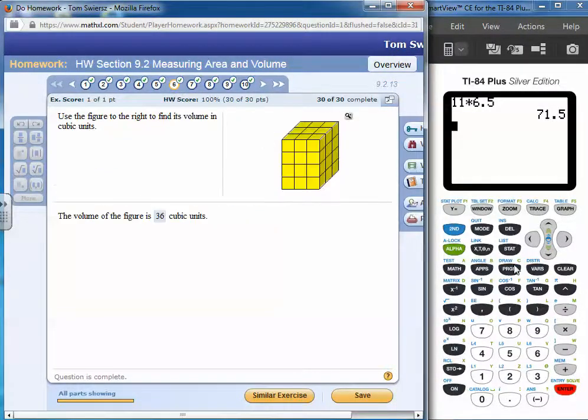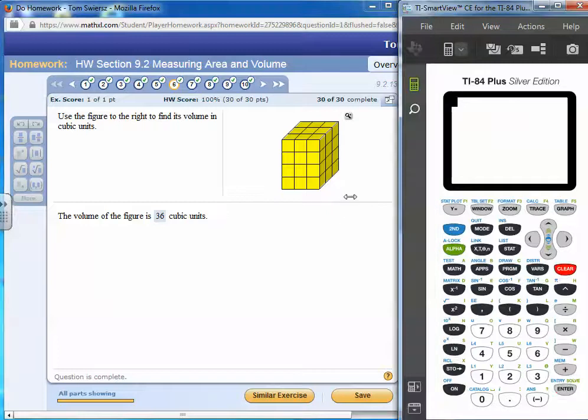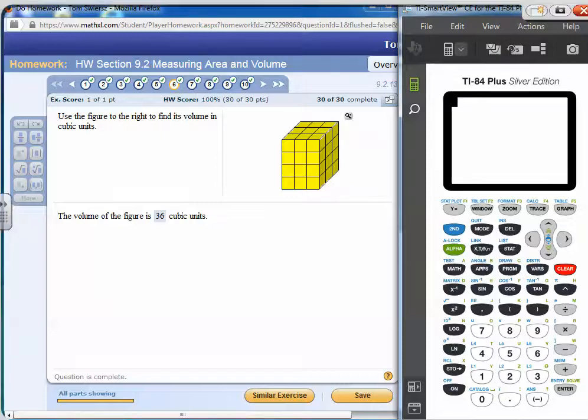Let's look at number 6. Now we're finding the volume in 3 dimensions. So basically the volume is length times width times height. Length times width times height equals the volume in cubic units.